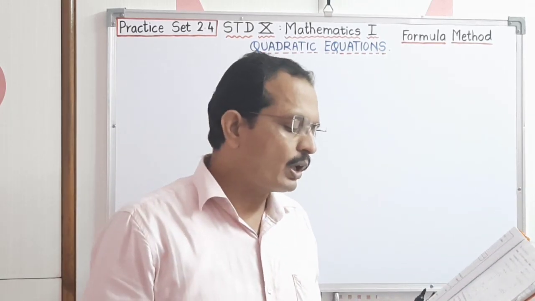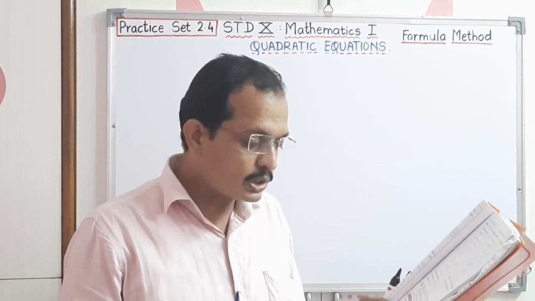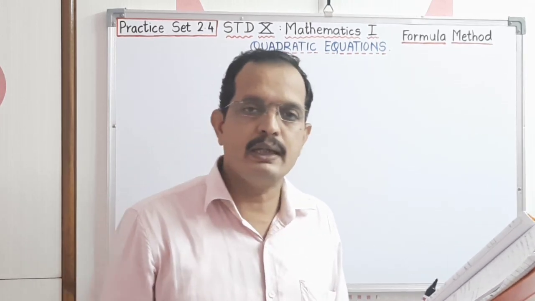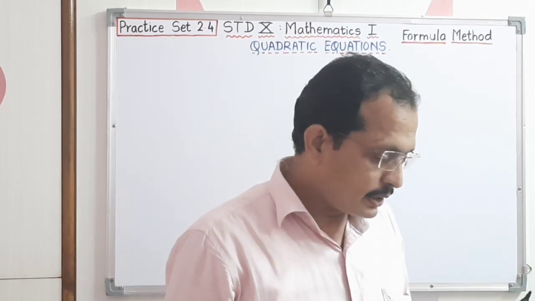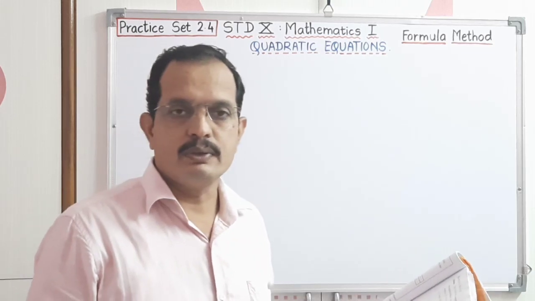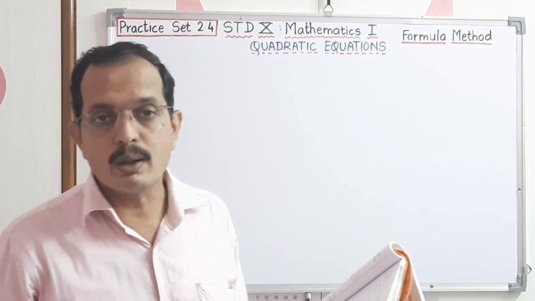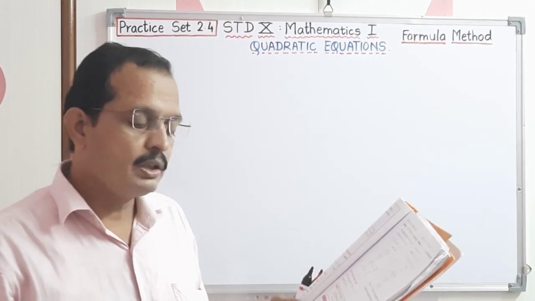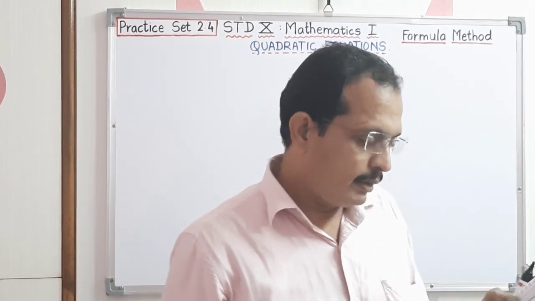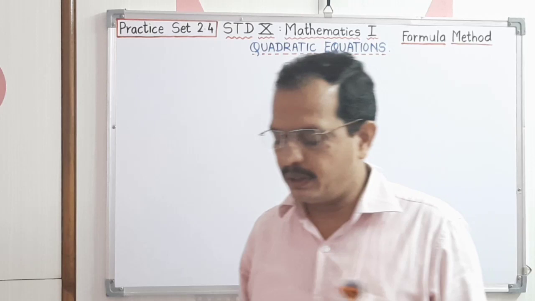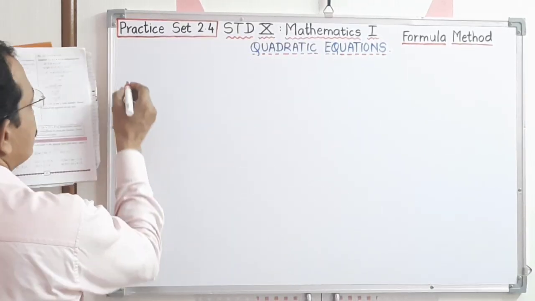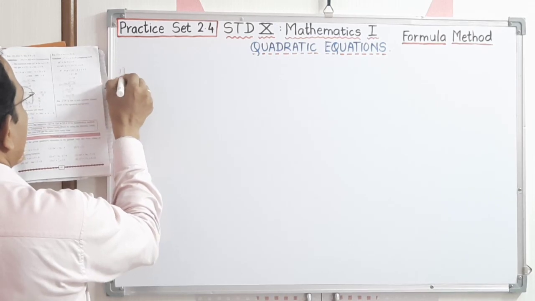Compare the given quadratic equation to the general form and write the values of a, b and c. Listen here, students. Here some equations are given. First of all, we have to compare each equation with the general form, or we say the standard form, and then find out the values of a, b and c. Now see the first question. The first equation is given.